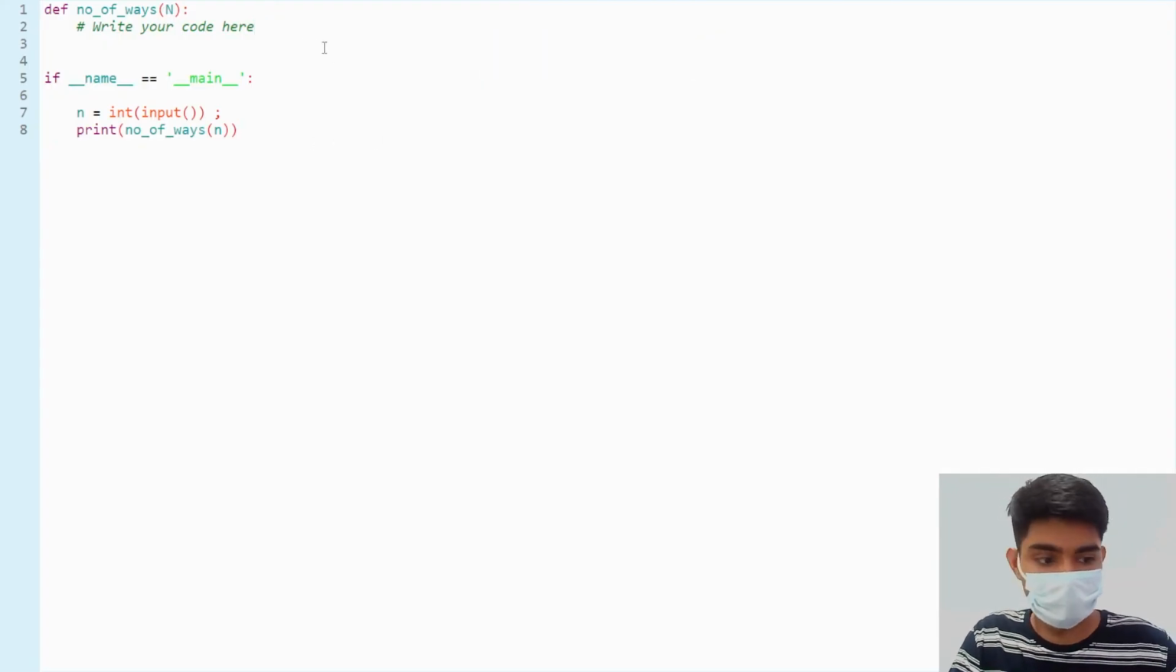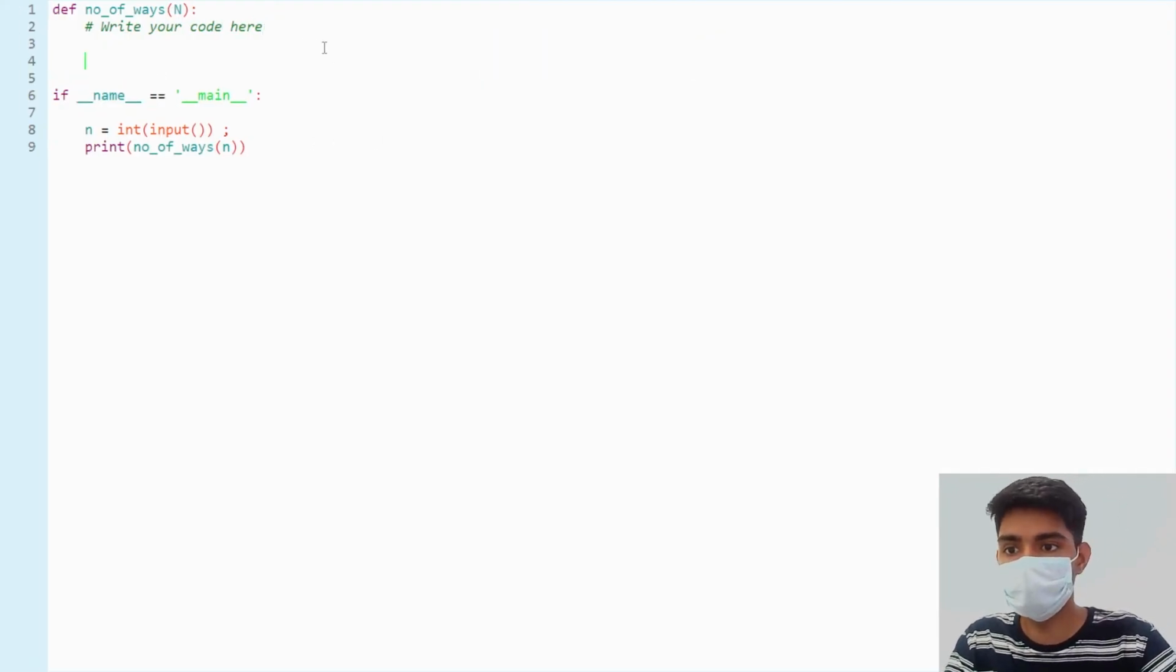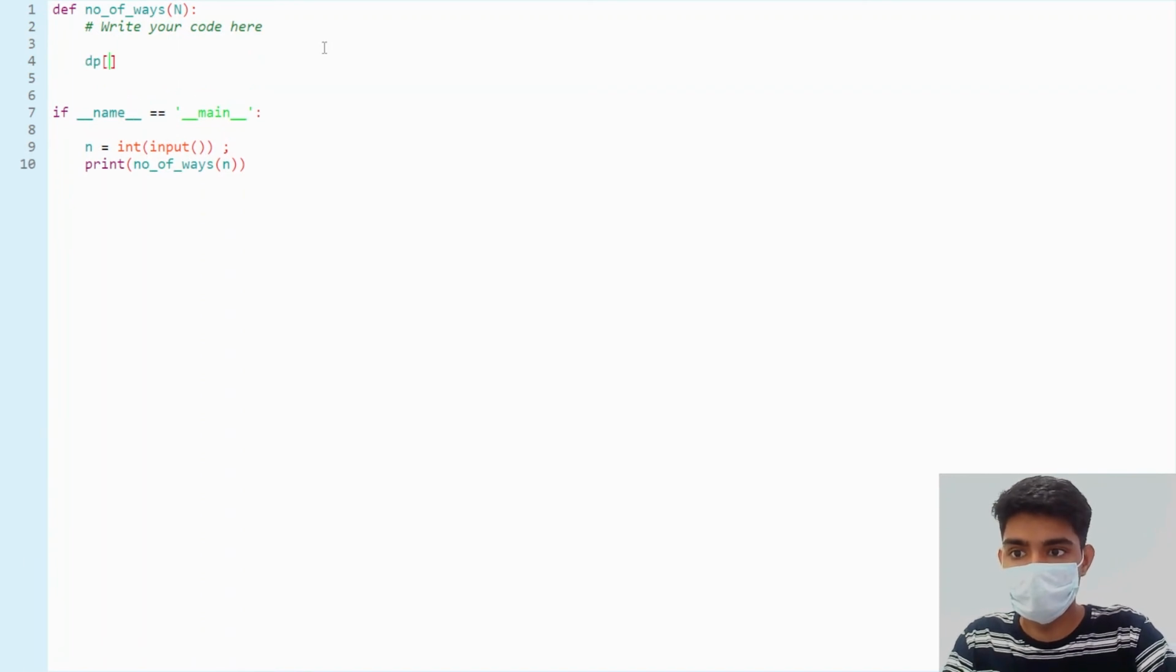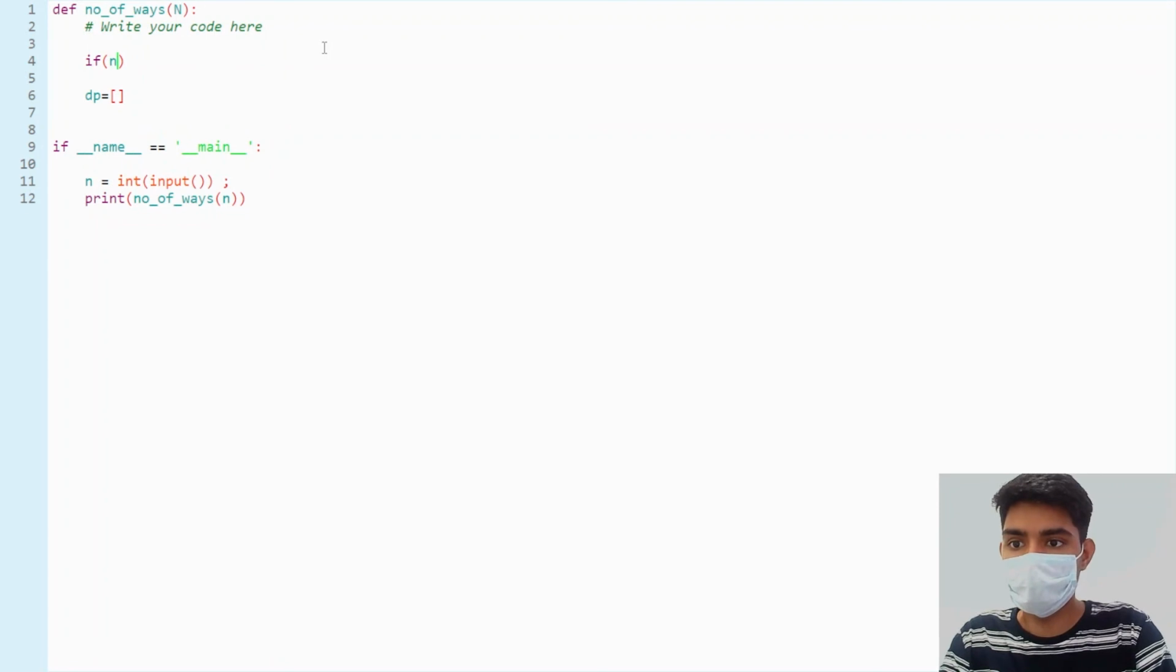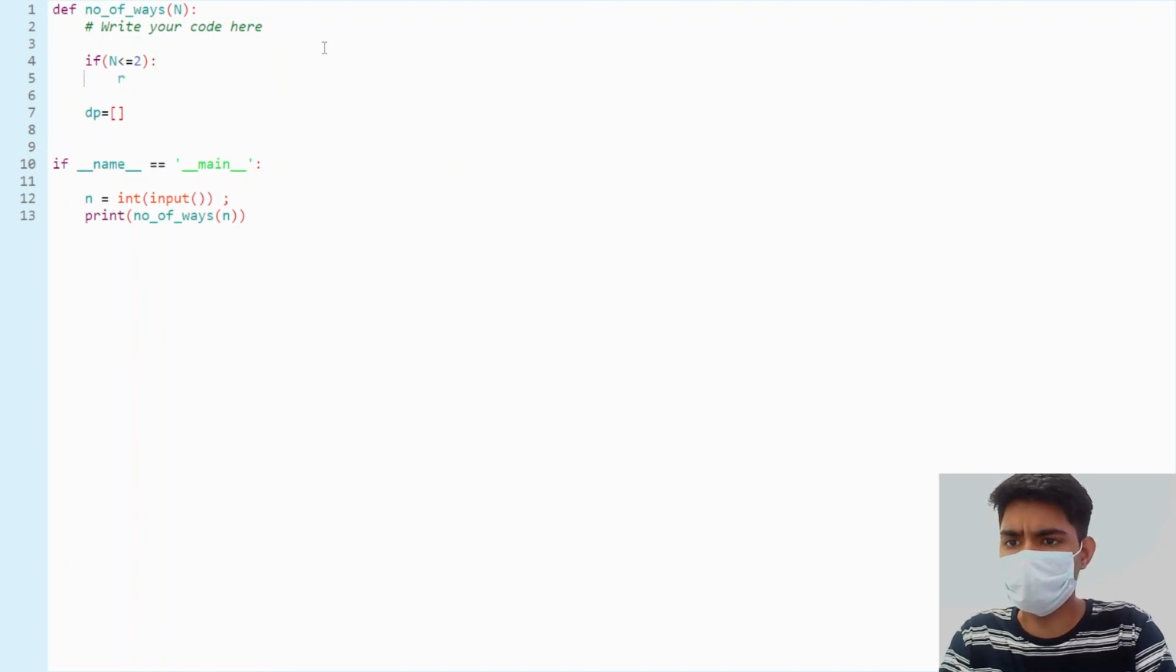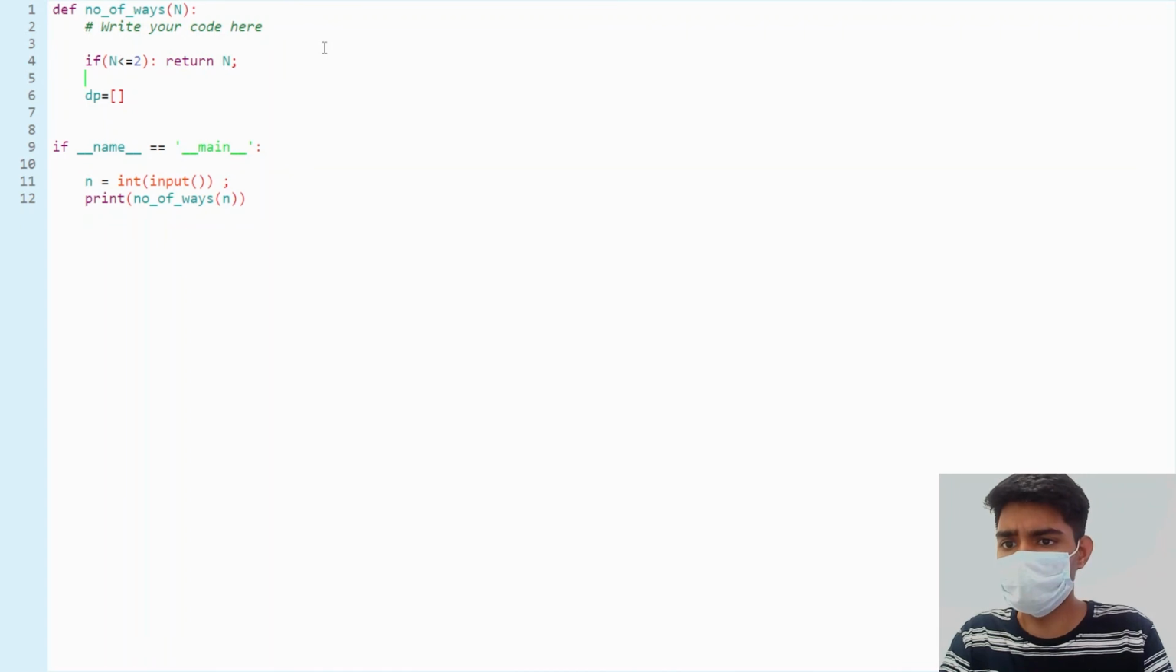Okay, so what is the first thing that we are going to do? Let's make a DP array. And also let's say that if n is less than or equal to 2, then I can simply return n. This is the kind of base case that we are taking.